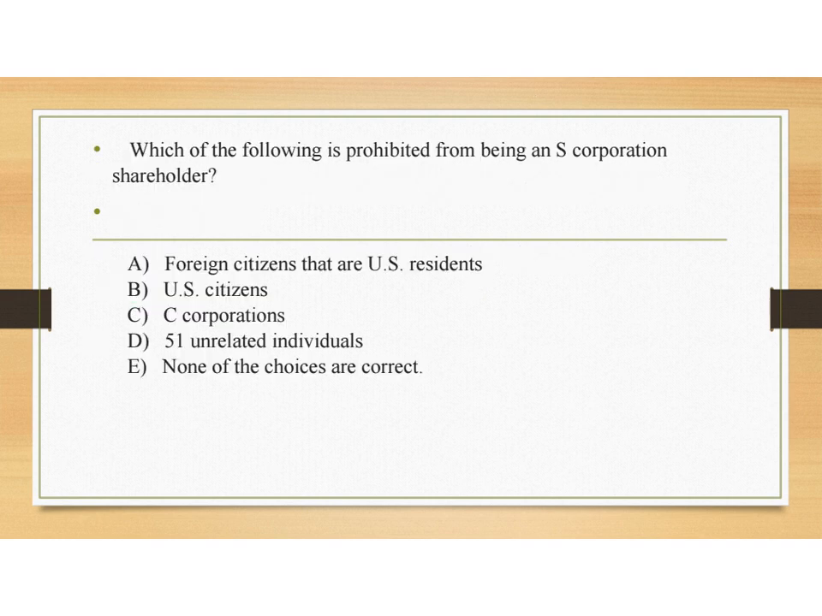Okay, now we come to who can be an S corporation shareholder. Which of the following is prohibited from being an S corporation shareholder? I already mentioned this previously. The answer is C. C corporations cannot be an S corporation shareholder.